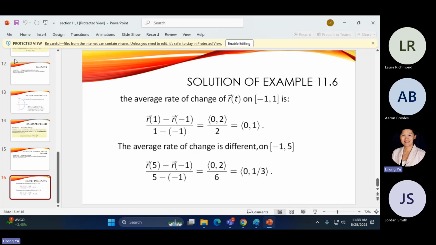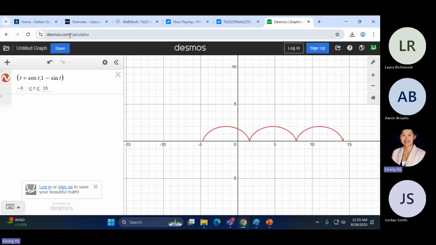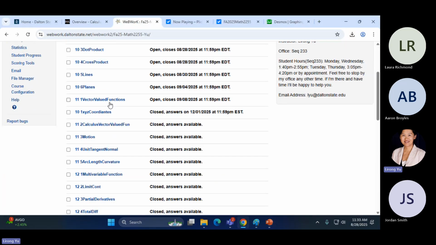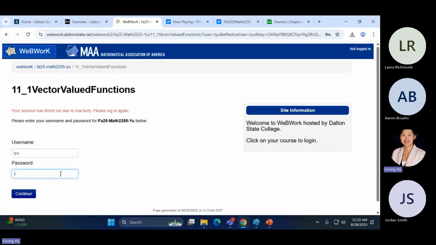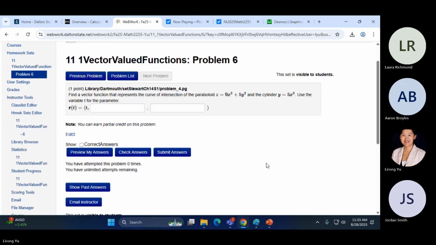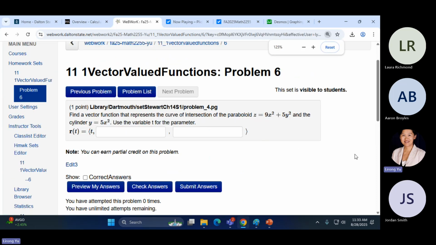Let's go over a few homework problems from 11.1 to see if there are any surprising questions. This question is the last one, there are only 6, I try not to make this section too big. Find the vector-valued function to represent the curve of intersection of the two surfaces. What is the vector-valued function? Basically, it's a parametric equation.